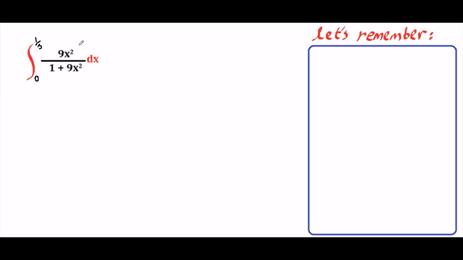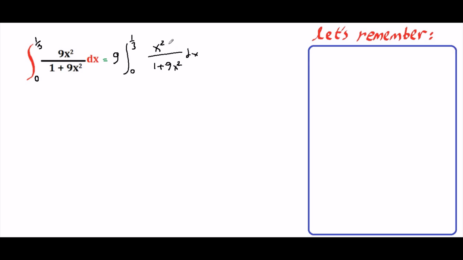Let's finally check out 9x squared over 1 plus 9x squared from 0 to 1/3. First, let's pull out 9 in front of the integral sign because it's in multiplication form. So we have 9 times the integral from 0 to 1/3 of x squared over 1 plus 9x squared. We see that this is not directly arctangent because the numerator is not just a number, it's a variable. We can't use u substitution for the whole denominator because the derivative of this does not cancel x squared.